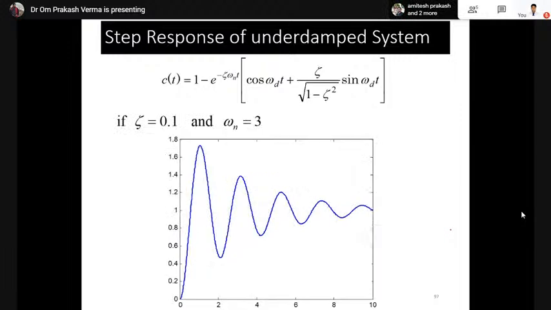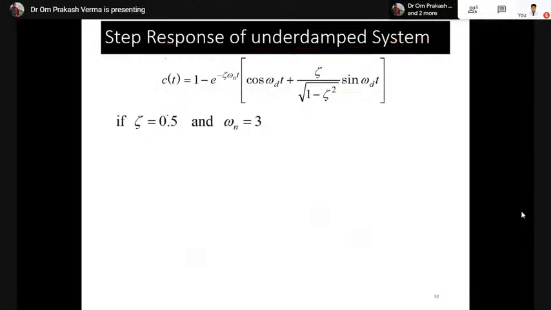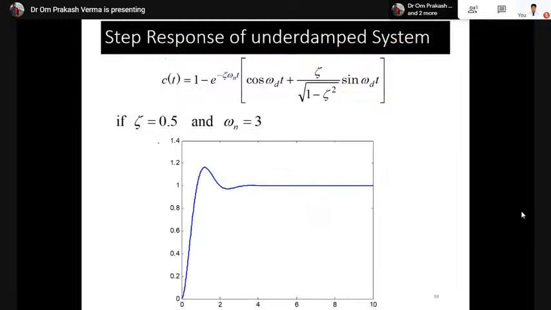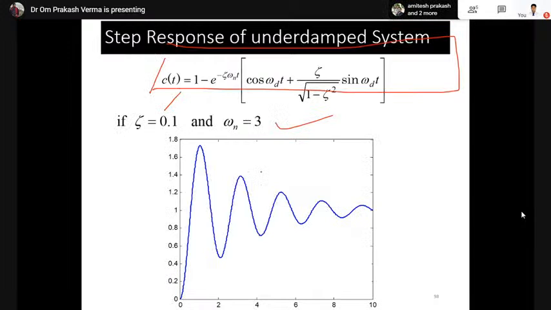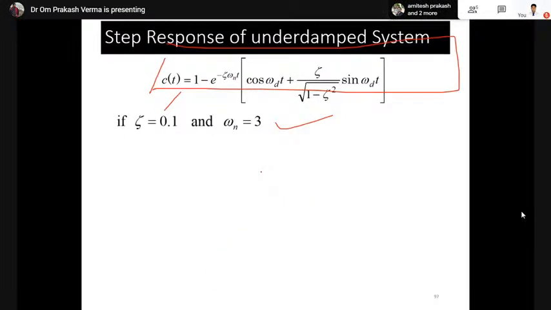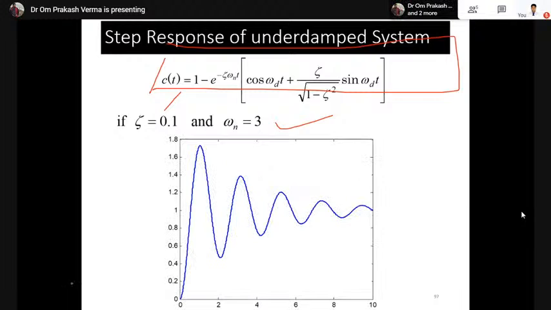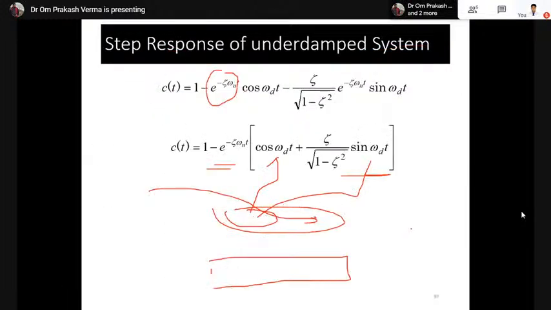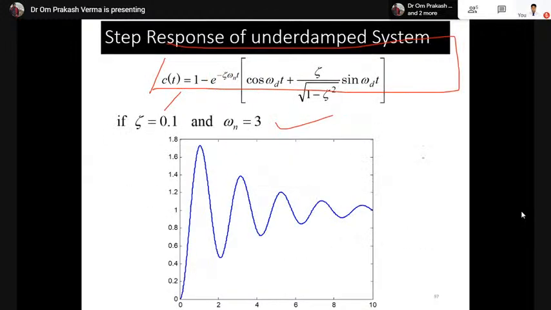So when zeta is equal to 0 and omega n is equal to 3, you can plot this equation like this. And when zeta is increased, you can see what happened. When zeta is equal to 0, and omega n is equal to 3, you will find the sustained oscillation.